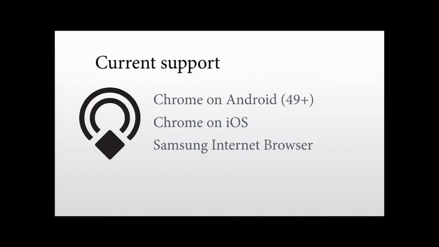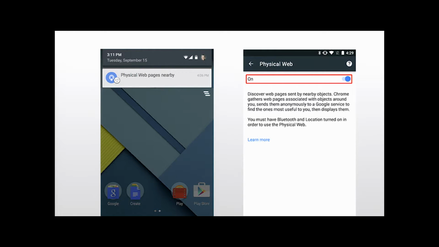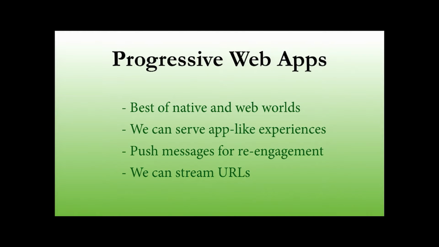Okay, and we will probably see this a lot in the future, like machines or IoT devices streaming URLs of websites or web apps, and when you are near one of these devices, you will see an interface like this on your phone, that there are some URLs nearby, and then you can open those URLs directly. Okay? So with progressive web apps, we have the best of the native and the web world. We can serve app-like experiences, you can use push messages, and we can stream URLs if we have the physical web. So that's the first thing I have to show you in terms of breaking the limits of the web. Because it's a whole new era of the web, if you think about that.